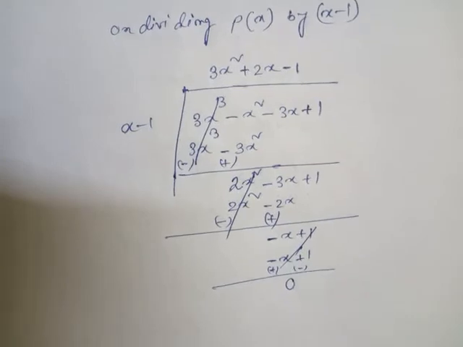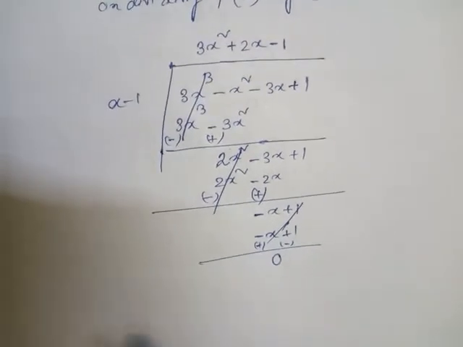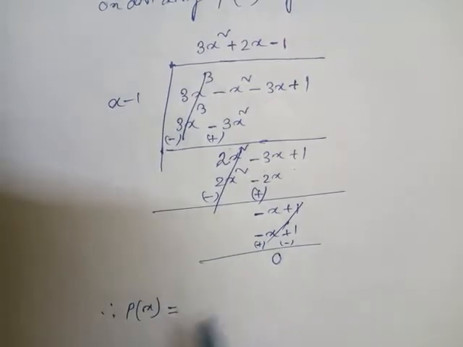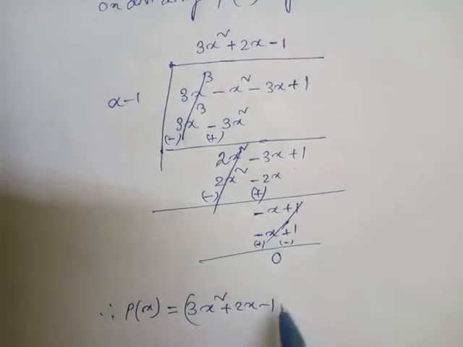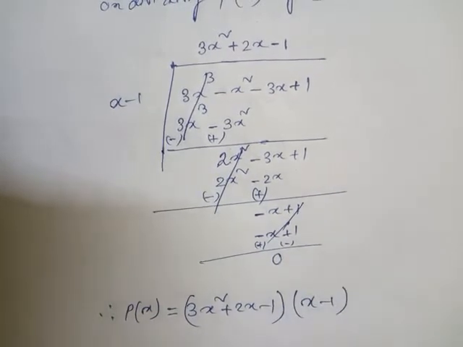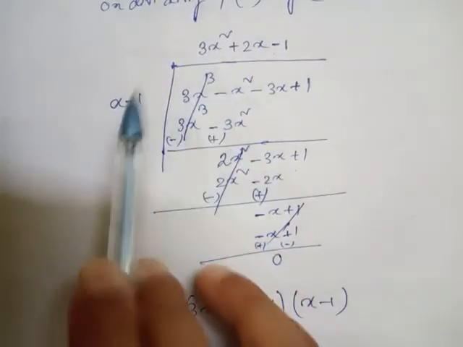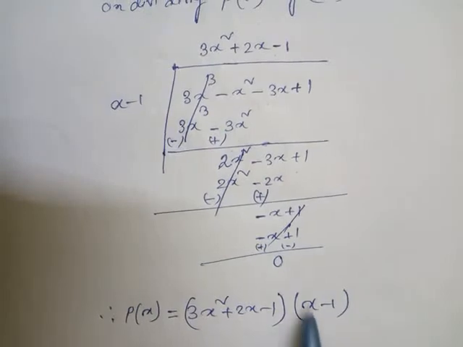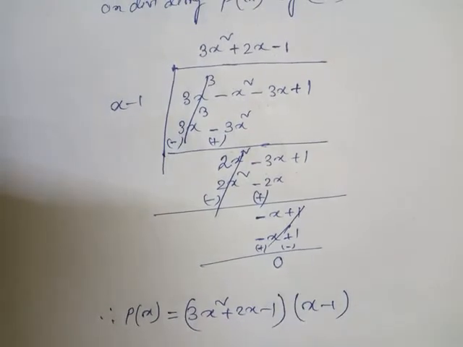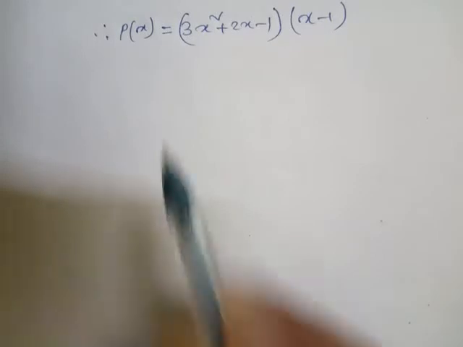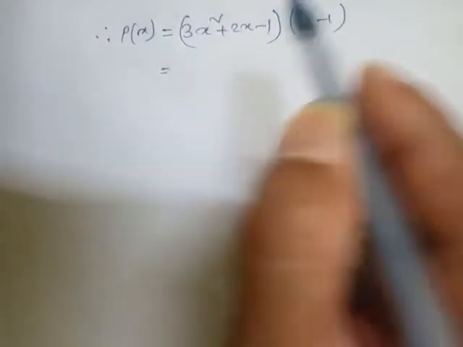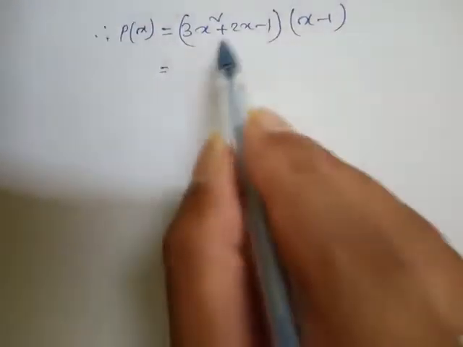So student, on dividing we get p(x) equals, I'm writing here now, p(x) equals (3x square plus 2x minus 1) into (x minus 1). This is what we have got after dividing p(x) by x minus 1: this is the quotient and this is the divisor, and the remainder is 0. Now look student, here 3x square plus 2x minus 1 can be solved with the help of middle term factorization, this portion only.